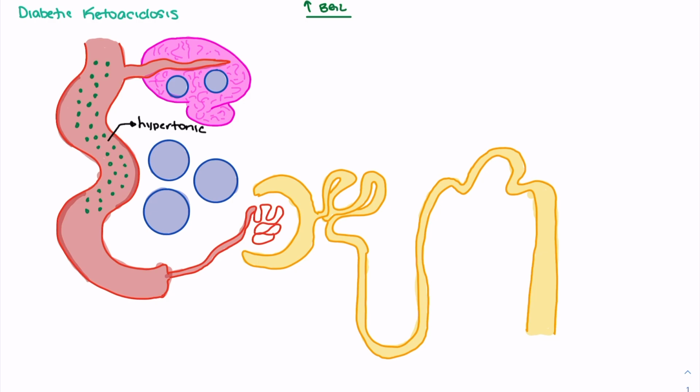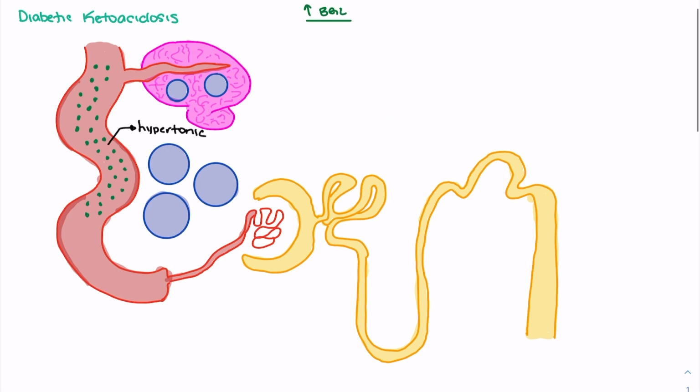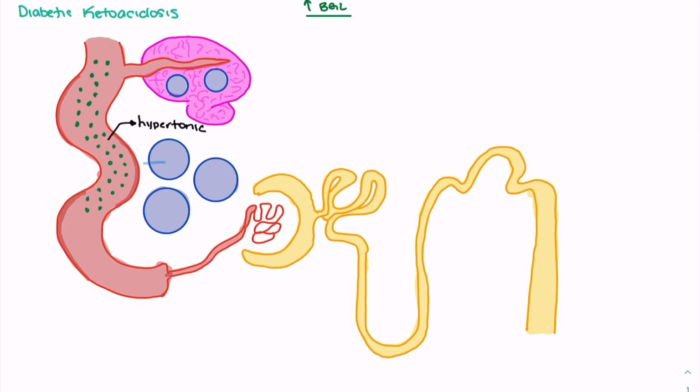So one of the consequences of an increase in blood glucose level in a patient having diabetic ketoacidosis is that the hypertonicity of the blood is going to result in fluid shifting. So what we can expect is that fluid will shift from the interstitial spaces and from the cells, so our extravascular compartment, into our vasculature.